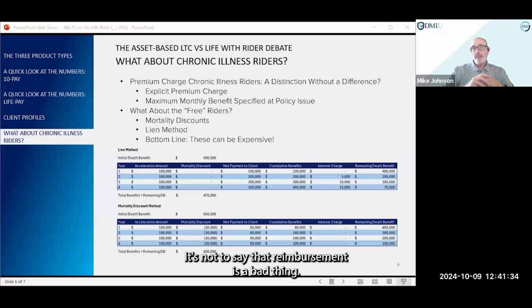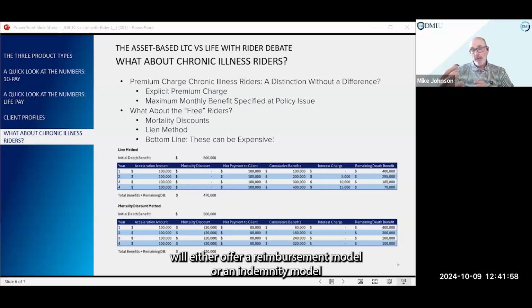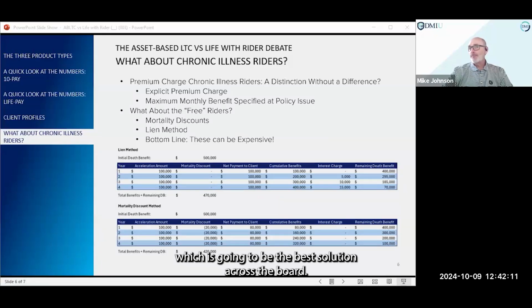It's not to say that reimbursement is a bad thing. Reimbursement is a really solid option as well. Now, with reimbursement, your clients can tap into that benefit as well. It will pay above and beyond the HIPAA per diem limit if that's needed. So just know, not to dive too deep into the weeds here, but there are carrier options where carriers will either offer a reimbursement model or an indemnity model. That can be a driving decision maker. And that way you can help position one product over the other and help your clients determine which is going to be the best solution across the board.